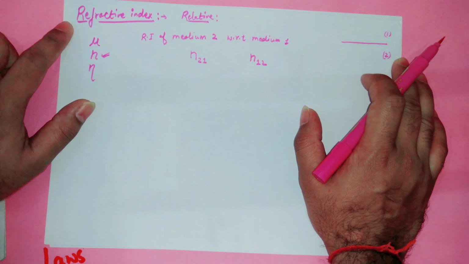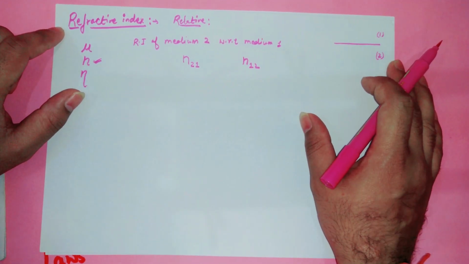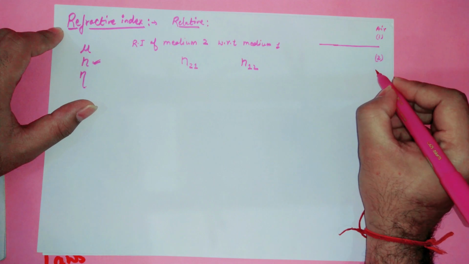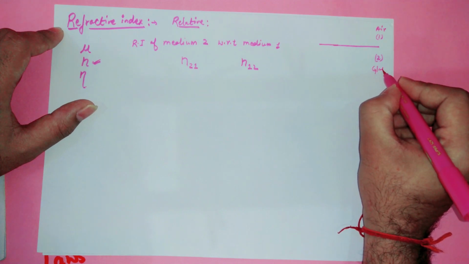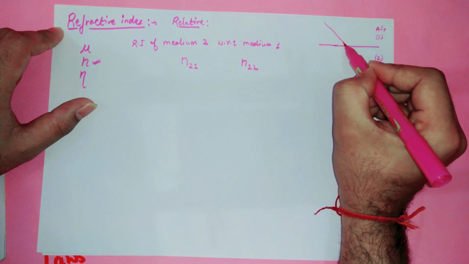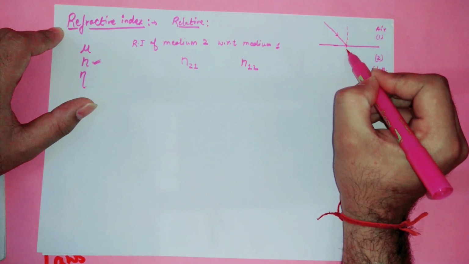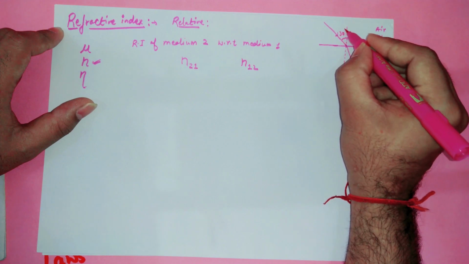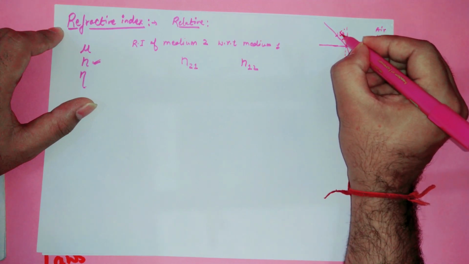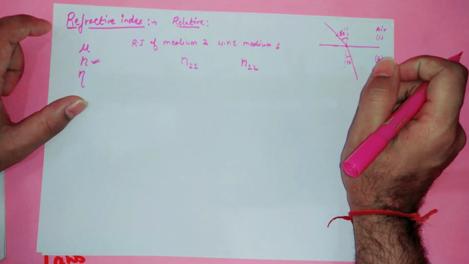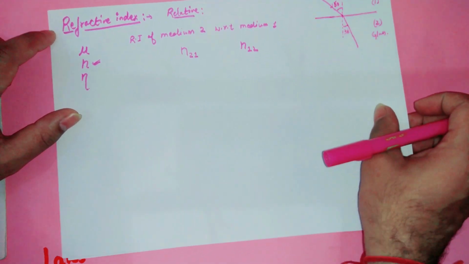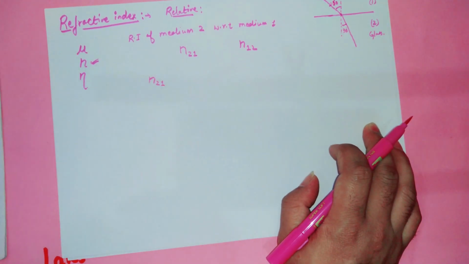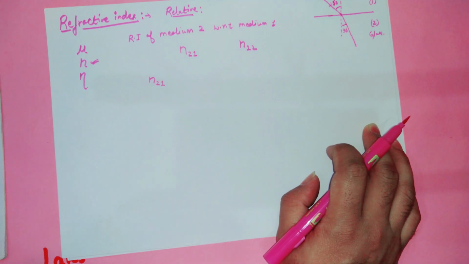Okay, so suppose we calculate the refractive index from Snell's law. Let this medium be air, and this medium be glass. Here light is incident, and at this point we can draw the normal. Suppose this angle is 60 and this angle is 30, I am taking arbitrary angles. Now we want the refractive index of medium 2 with respect to 1.